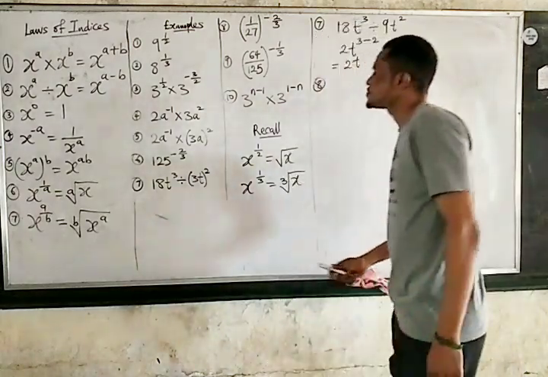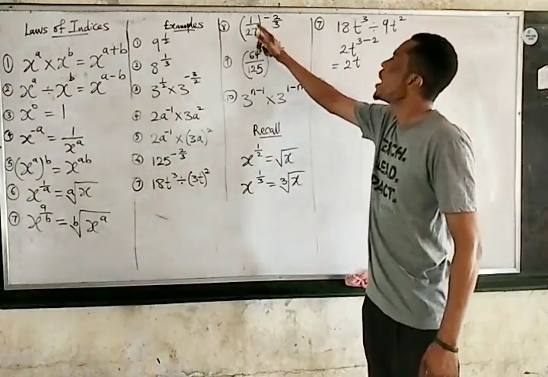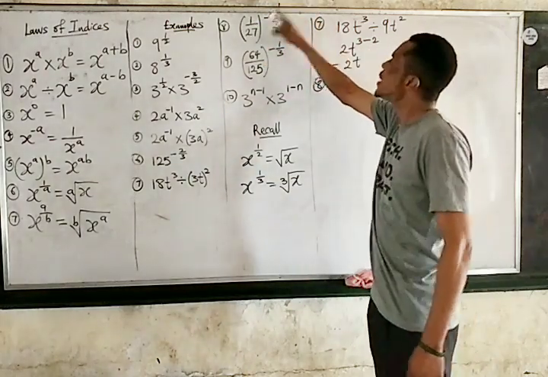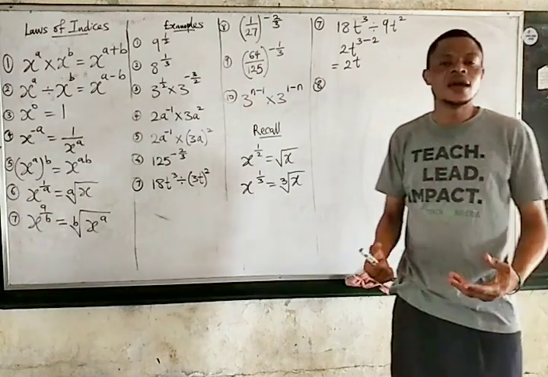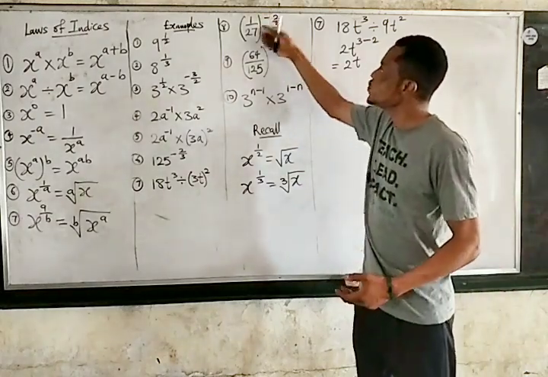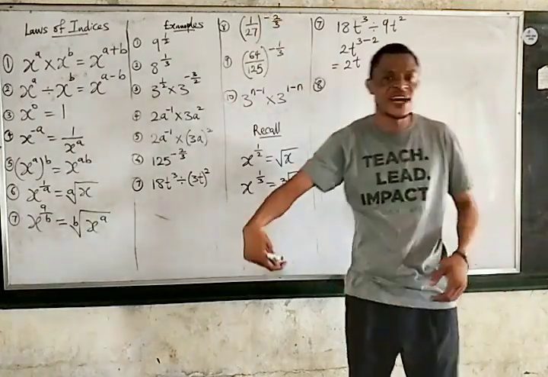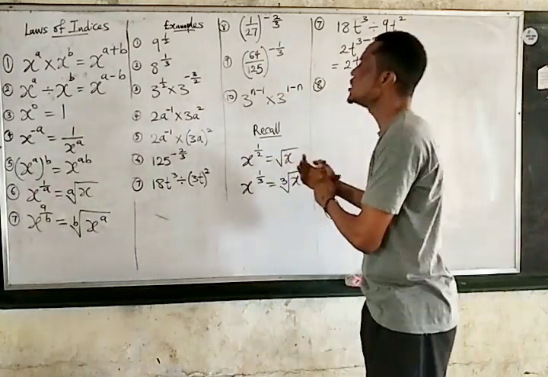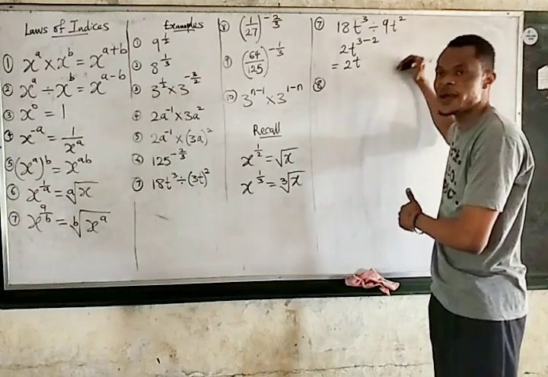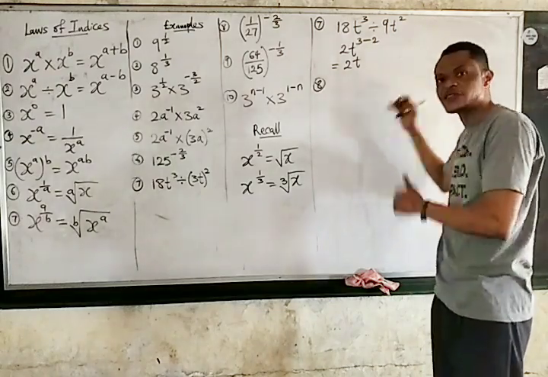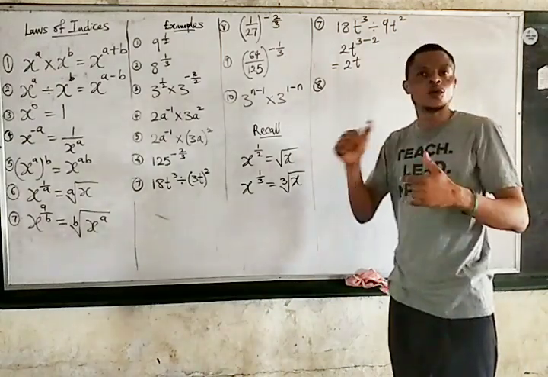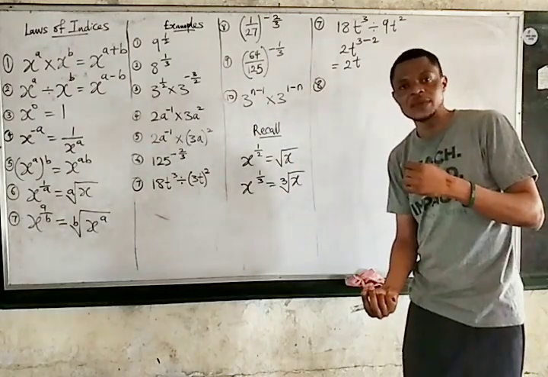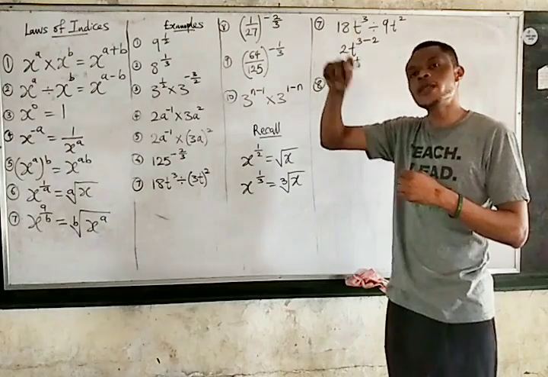Number 8. 1 all over 27 raised to the power of minus. That minus means inverse. But if you are dealing with a fraction, having an inverse means to turn something upside down. Had it been 5 inverse, 5 raised to power minus 1, it will become 1 all over 5. Because initially that 5 was 5 over 1. So 5 over 1, by the time you reverse it, the denominator will go up. It will become 1 all over 5.